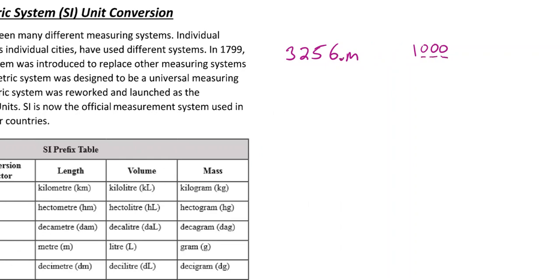So what we do is we can move the decimal place 1, 2, 3 times. So there would be 3.256 kilometers. I never had to do any math there other than moving the decimal place, right? Moving the decimal place to the left, moving the decimal place to the right. So the metric system is far superior to the imperial system.